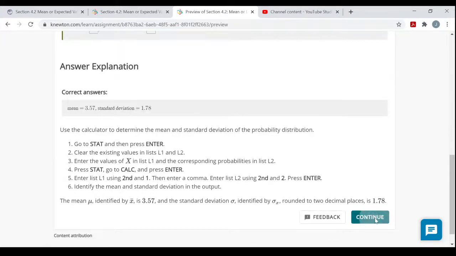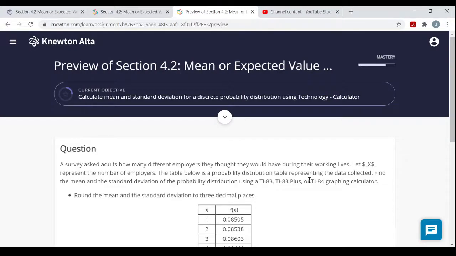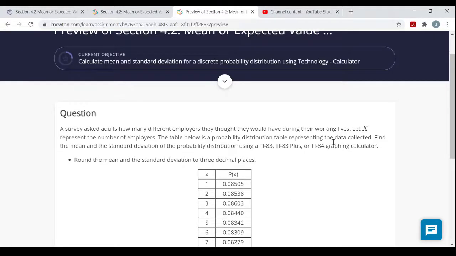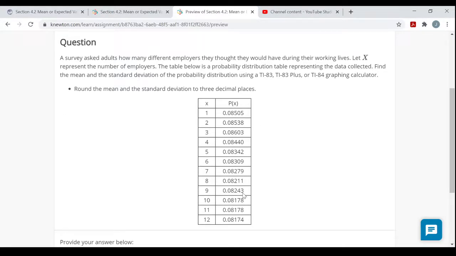All right. So again, I'll just see if there's any different kinds of problems. I don't think there are. Read through the problem if it's an actual word problem, see what the variable x means, right? Here x represents the number of employers that they thought they would have to have during their working lives. And yeah, so again, this is just a little annoying. It's a lot of data entering into your calculator, but still doable.